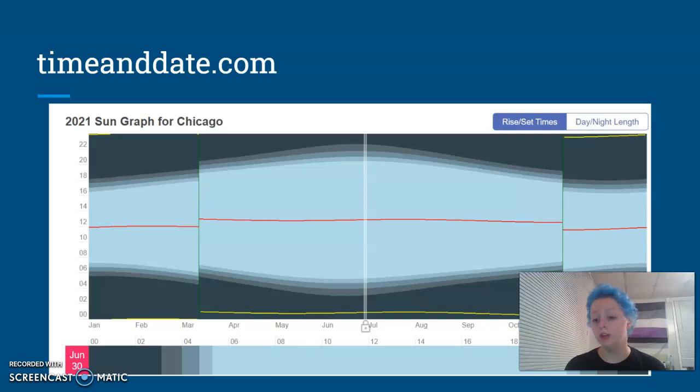So the website we are using for this activity is called timeanddate.com, and as you can see here, it has sun graphs of different regions, and it shows this lighter blue is daylight times, and the darker blue is nighttime, and it tracks the time that the sun rises and sets every day, and this data goes all the way back to 1980, which I think is incredibly impressive.